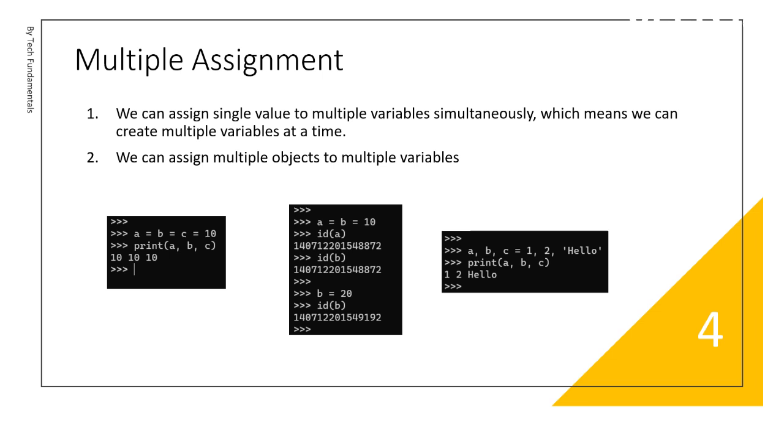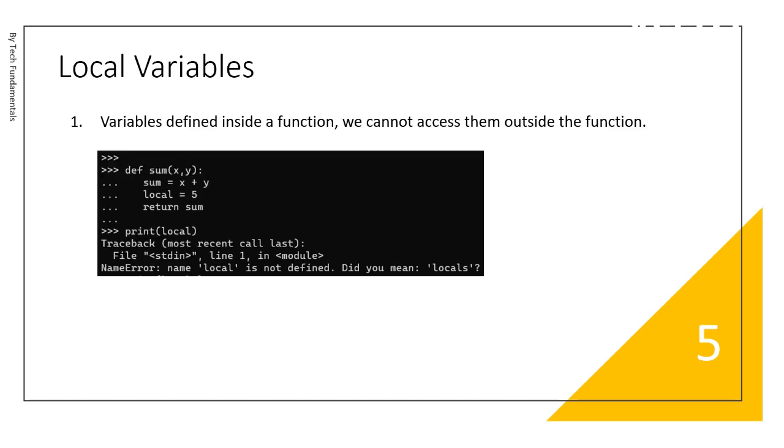You can also assign multiple objects to multiple variables. In the third diagram, I assign the values 1 and 2 to a and b and the string hello to the variable c. Local variables are defined within a function and cannot be accessed outside the function. In this diagram, we created a function called sum and used a local variable called local within the sum function. Attempting to print this local variable resulted in a variable not defined error.